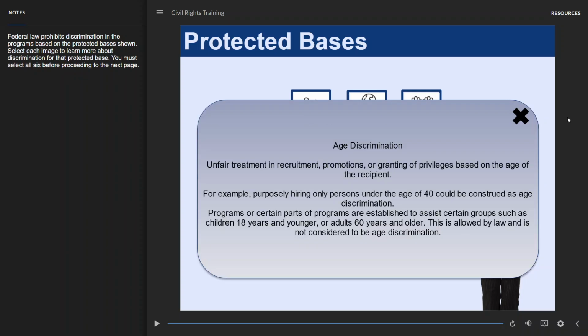Age discrimination. Unfair treatment in recruitment, promotions, or granting of privileges based on the age of the recipient. For example, purposely hiring only persons under the age of 40 could be construed as age discrimination. Programs or certain parts of programs are established to assist certain groups, such as children 18 years and younger, or adults 60 years and older. This is allowed by law and is not considered to be age discrimination.